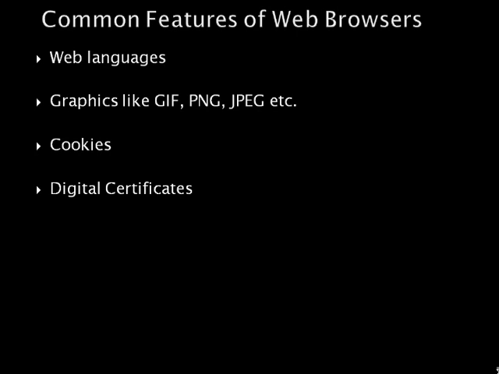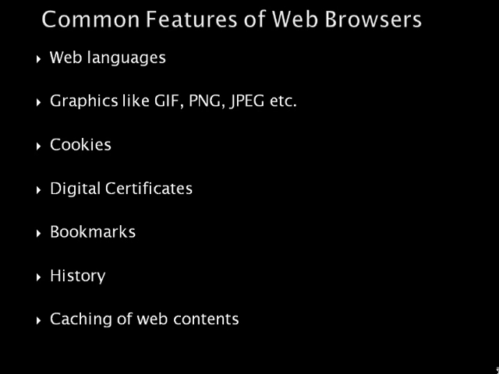Bookmarks, which save the URL of useful websites. History, a list of previously visited URLs. The user has the option to specify the period of time for which he wants the history. Caching of web contents. When the user first accesses a page from a website, a copy of the page is kept locally. The next time he wants access to that web page, the page will be accessed from the cache, instead of accessing the website again.